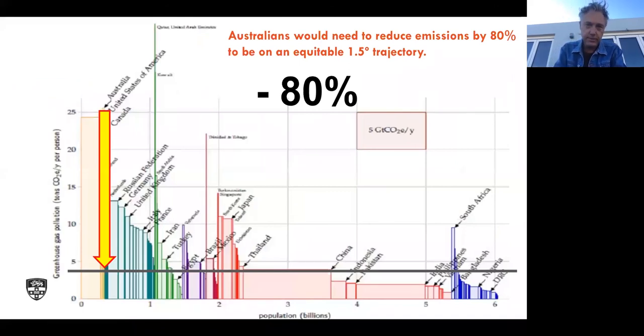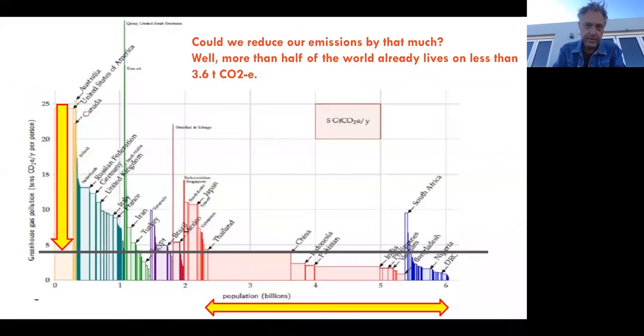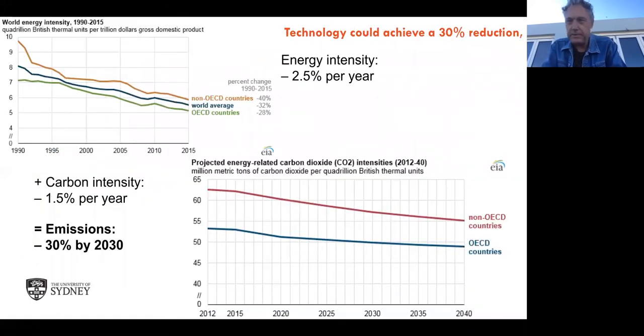How could we do this? Could we reduce our emissions by that much? Well, half the world already lives at 3.6 tons per capita. It's mostly the less affluent part of the world. And so surely, well, we should be able to get there. We should at least see how we could get there. So in some places, well, technology. Let's throw technology at it.